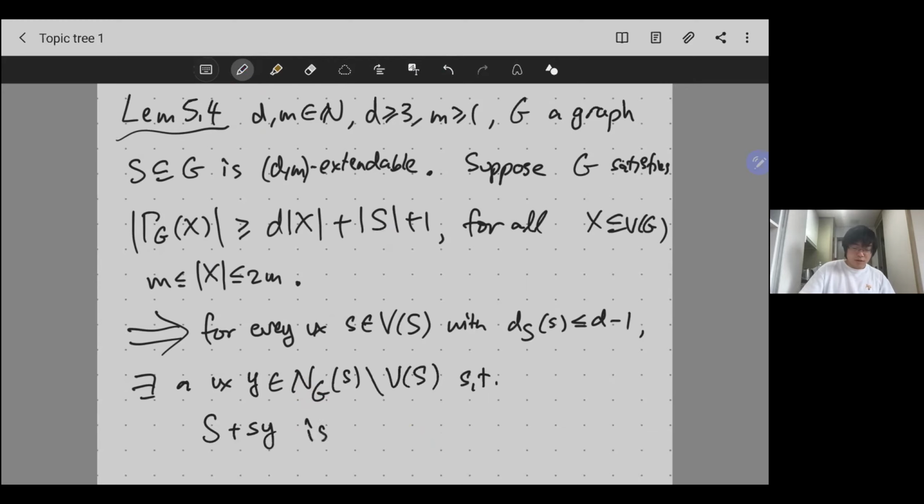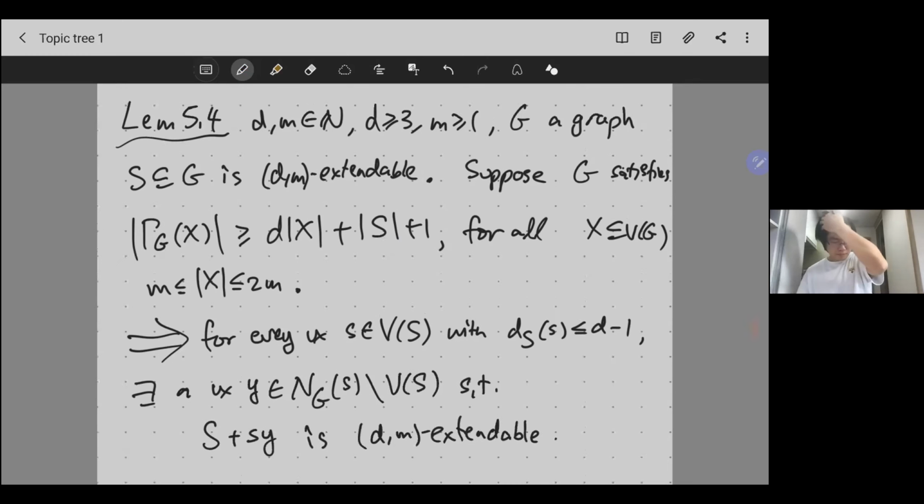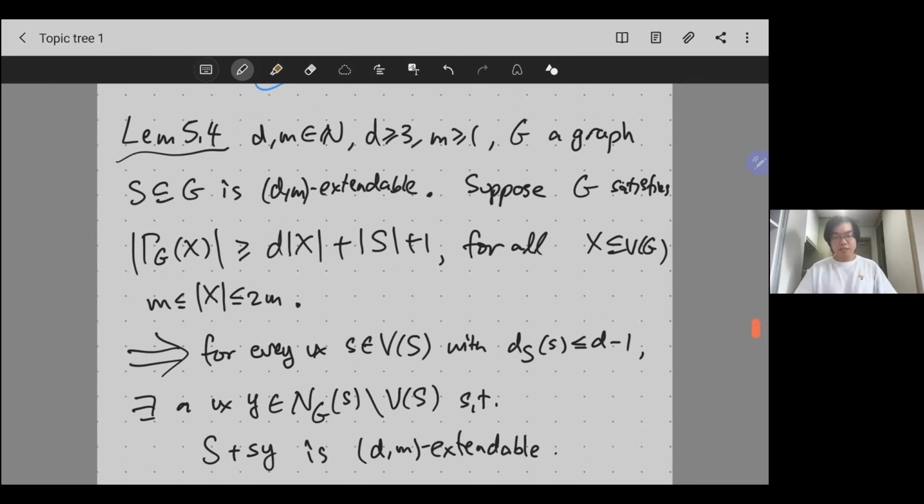So S is again extendable, a nice partial embedding. This is precisely what I have described before. We have a nice partial embedding S, given some expansion property here, for some sets in a certain range.